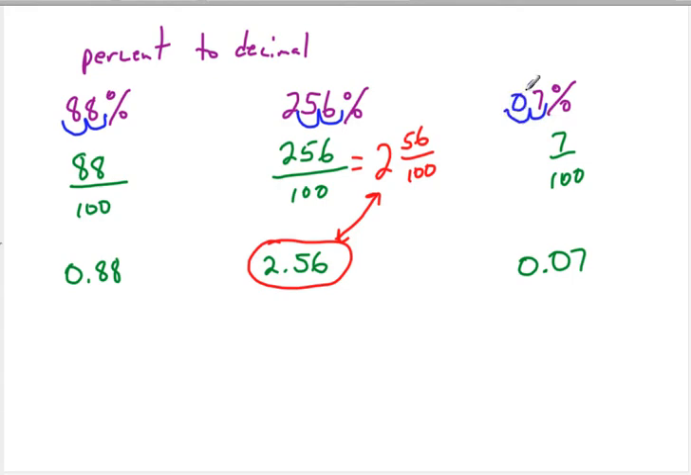There you go. One of the biggest mistakes that students make is when they have one digit, like 7%, they'll just write 0.7, which is not the case. Remember, every time it's a 2 decimal movement.